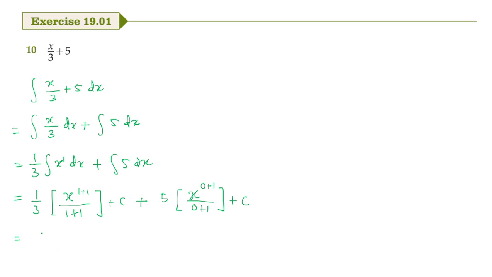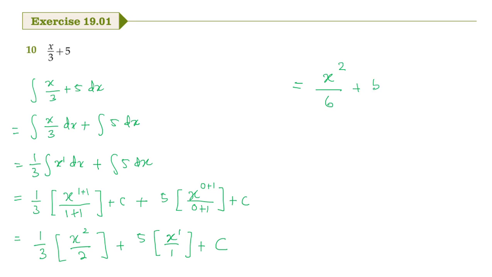Okay, now let's proceed over here. 1 over 3. 1 plus 1 is x power 2 divided by 2 plus 5. 0 plus 1 is 1, so x power 1 over 1 plus c. Okay, so you can see I put c plus c as a c. Constant plus constant is a constant, right, after you complete your integration process. Okay, now simplify further. Therefore, you will have x squared over 6 plus 5x plus c. Alright, so that's the answer for number 10.